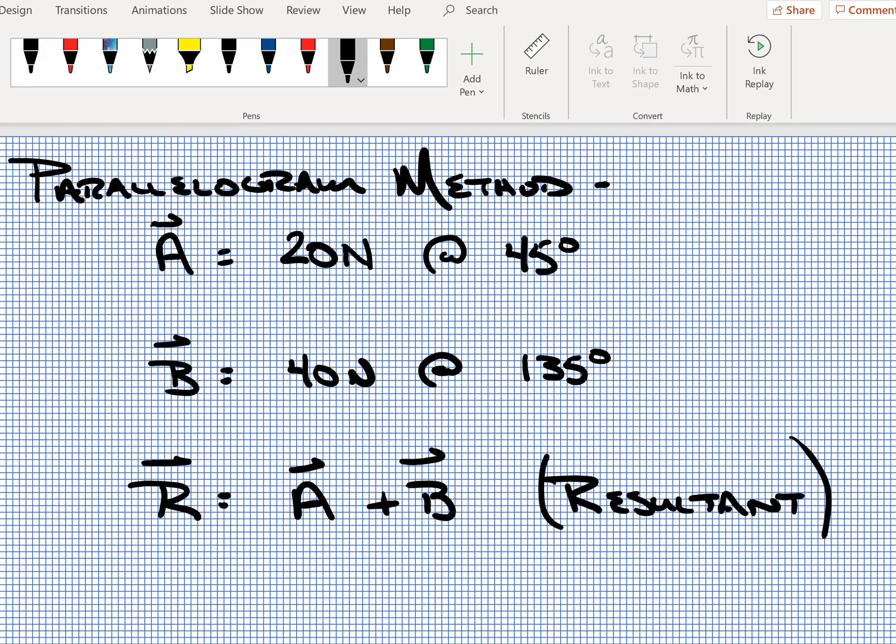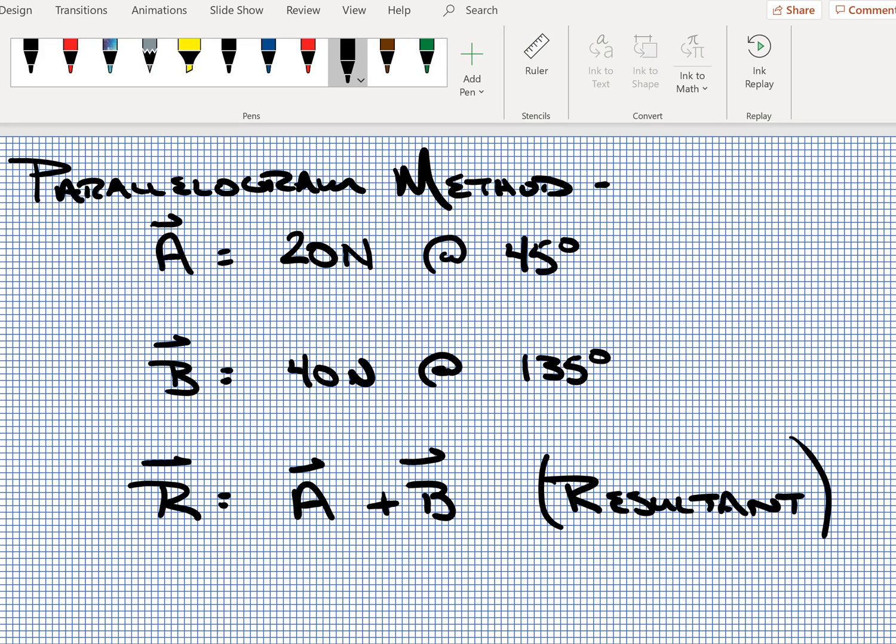As an example, let's take two vectors A and B. And these are force vectors. We'll just use that as a general example. So vector A is 20 newtons of force directed at 45 degrees on the unit circle. Vector B is 40 newtons of force directed at 135 degrees on the unit circle. And then we're going to introduce a concept known as the resultant vector, which is the vector that is derived from the addition of two vectors. And we're going to denote that as vector R, as you see here.